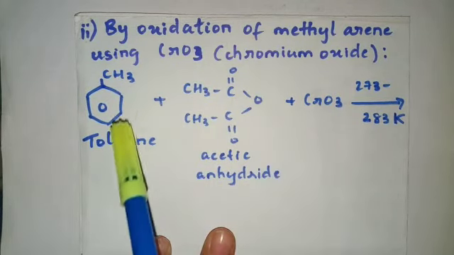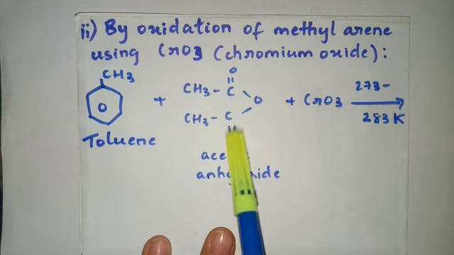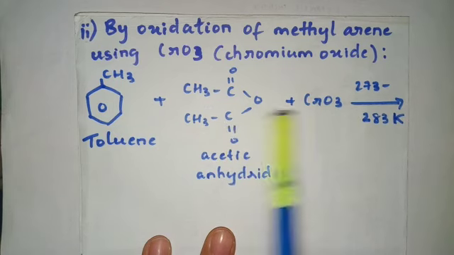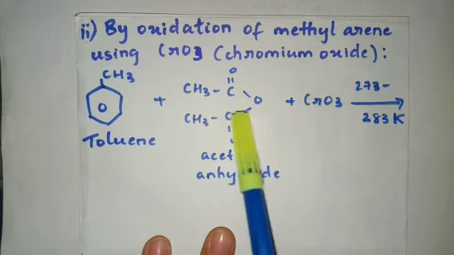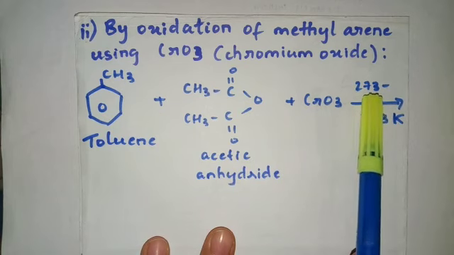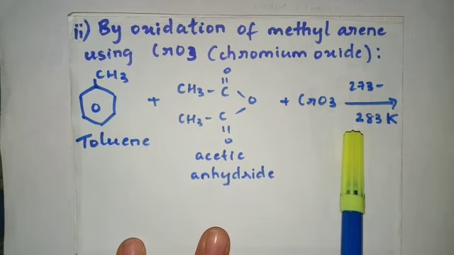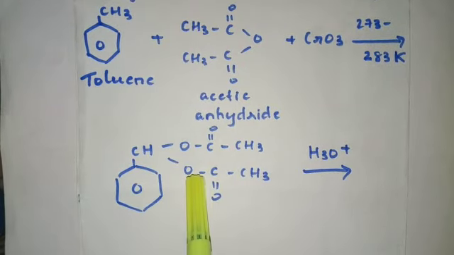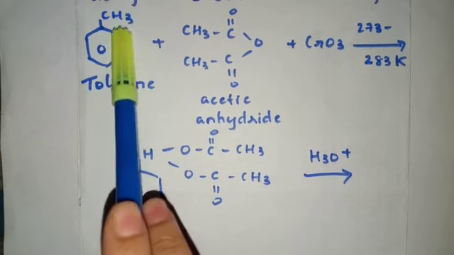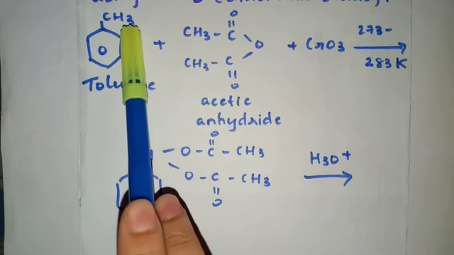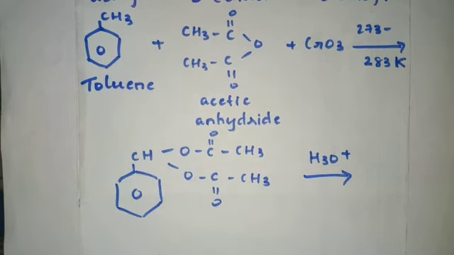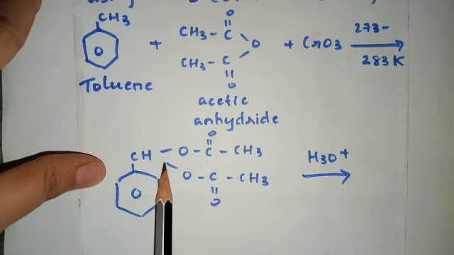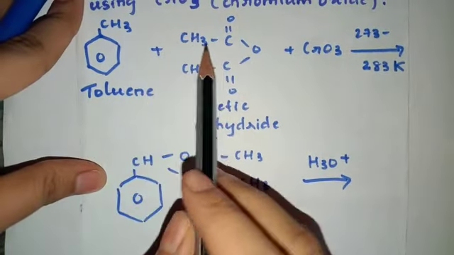So what we are going to do is, we'll react toluene with acetic anhydride and your chromium oxide. Okay, fine. I hope you all know what acetic anhydride is, at a temperature range of 273 to 283 Kelvin. Okay, so students, this intermediate is formed. Now this is kind of similar to your Etard reaction. What has happened over here, two hydrogens that are there, they have been replaced. Okay, so you all can see over here the hydrogen atoms come outside.